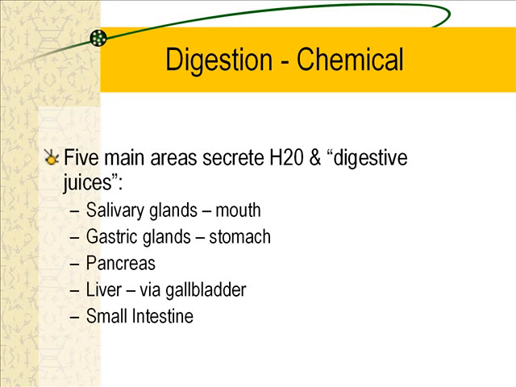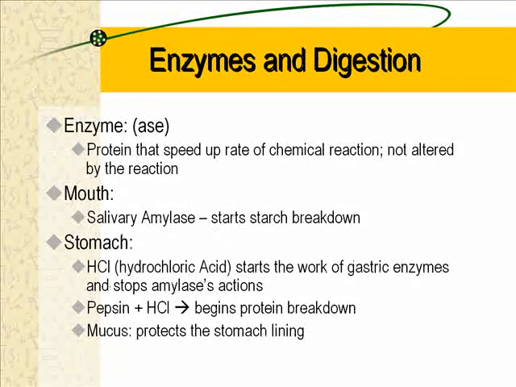We have the liver, which manufactures bile and sends it to the gallbladder, which then secretes that into the small intestine. Lastly, we have the small intestine. Let's talk about each. But before we do, first let's define enzyme.